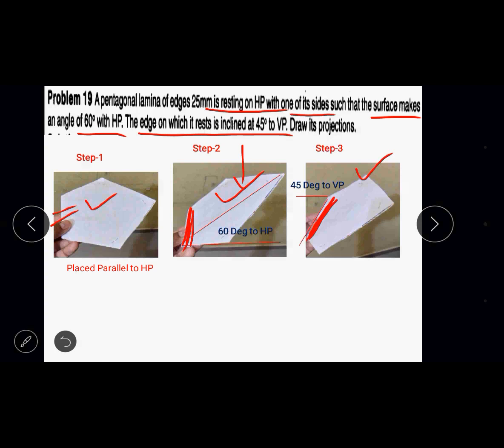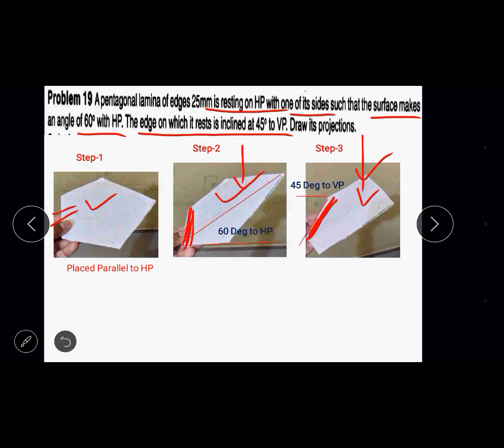Now if you look from the top, the top view of the figure will be similar to the top view you got in the second figure, but the resting edge will not be 90 degrees, it will be 45 degrees. So the top view of the second figure and the top view of the third figure are similar in dimension, the only difference is the angle of the resting edge.